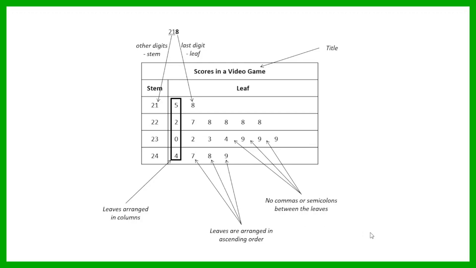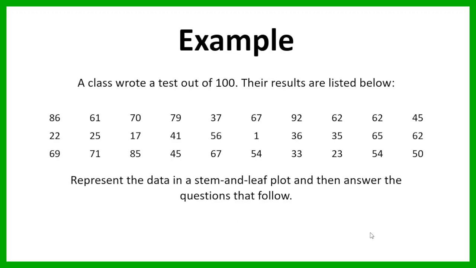Now let's have a look at an example where I'm going to show you how to actually do it. Over here, a class wrote a test out of 100. Their results are listed below. So we've got all of these numbers over here. These are the results that they got when they wrote this test. So we need to represent the data in a stem and leaf plot and then answer the questions that follow. Let's have a look at how we would do this.